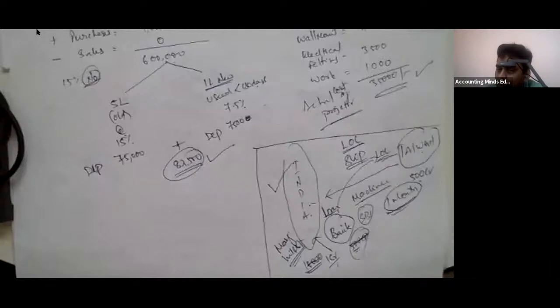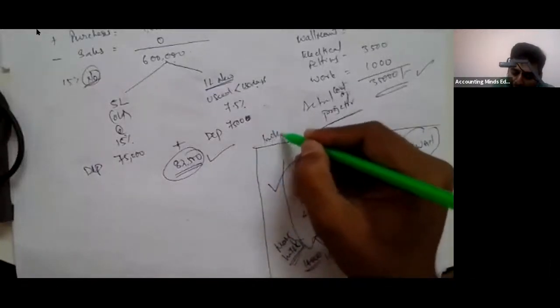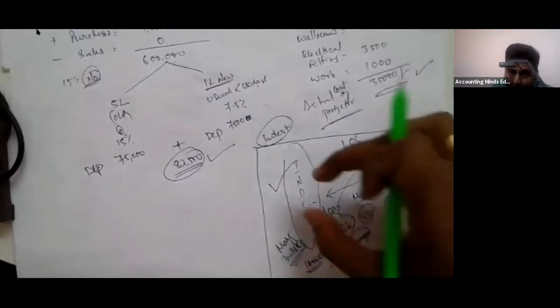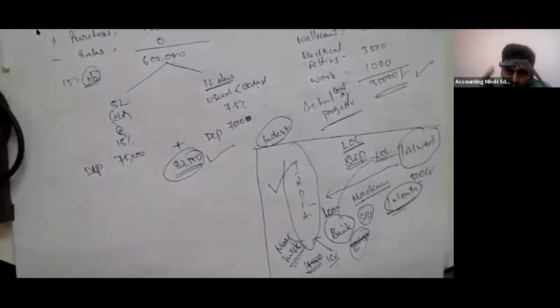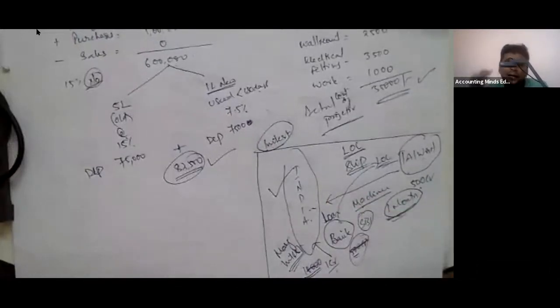Questions will frequently be asked on this. Please understand it. What interest can be added to the cost of the machine? Which interest can be added? The interest which is paid to the bank, to the lender of the money, till the machine is put to use. That interest can be added to the cost of the machine. Following it?